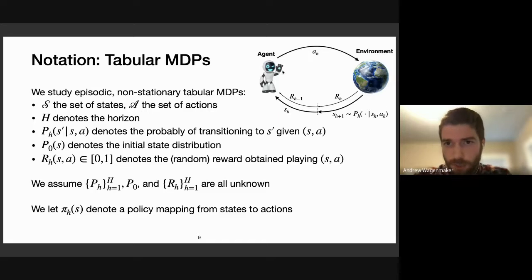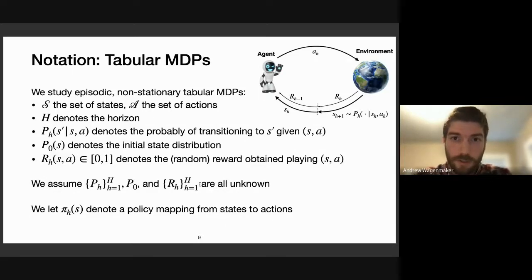The interaction protocol is as follows. You have an agent. It plays an action a_h at time h. Then the environment returns a reward randomly from the reward distribution at this time step with this action, and it returns the next state, s_{h+1}, which is sampled from P_h given that you're in state s_h and play action a_h. You do this for H steps, and then the process resets. We'll assume that the initial state distribution, the transitions, and the rewards are all unknown.